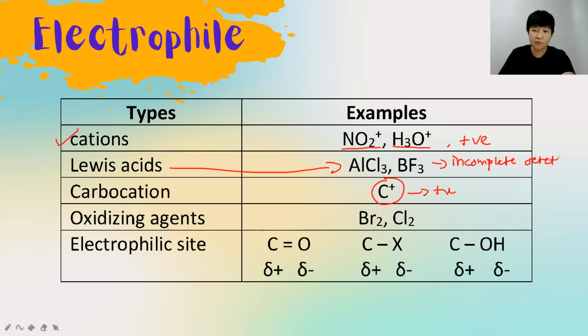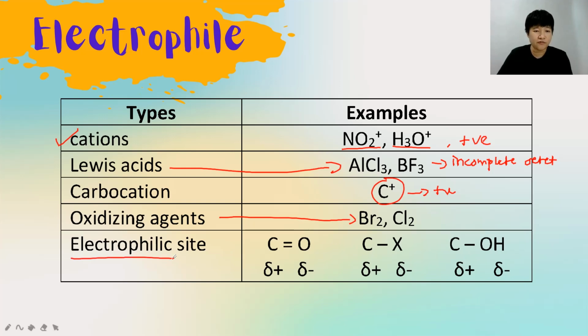So incomplete octet means they do not have enough, eight electrons around them. When they have an incomplete octet, they do not have enough electrons around the central atom, so they are categorized as electron deficient species. Species that do not have enough electrons will be electrophiles. Your oxidizing agents, Br2 and Cl2, are also electrophiles.